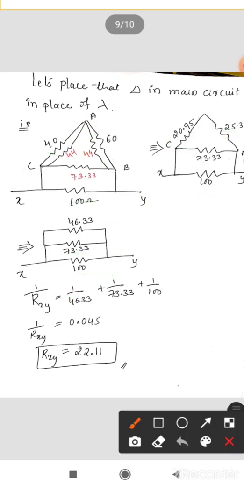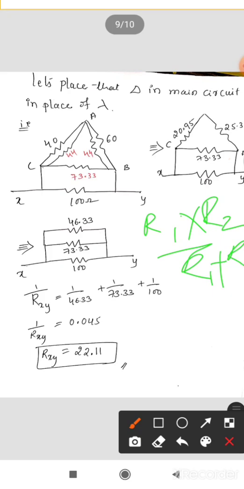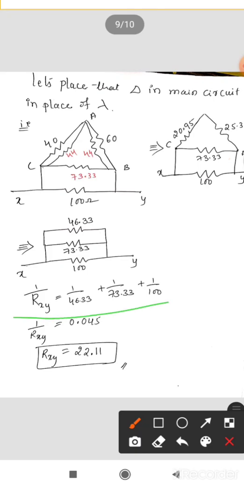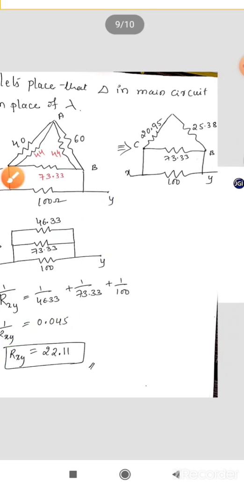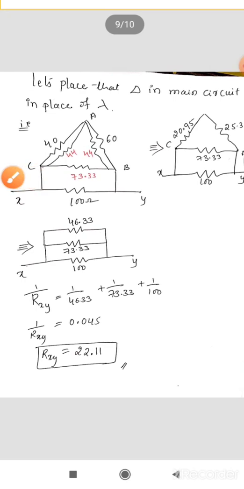If you had only two, you would calculate by taking R1 into R2 divided by R1 plus R2. But when you have more than two, you cannot use that formula. Instead, 1 by Rxy is equal to 1 divided by the first resistance plus 1 divided by the second resistance plus 1 divided by the third resistance. Take its inverse. This is your equivalent resistance between the terminals X and Y. I hope you have understood this. Thank you.